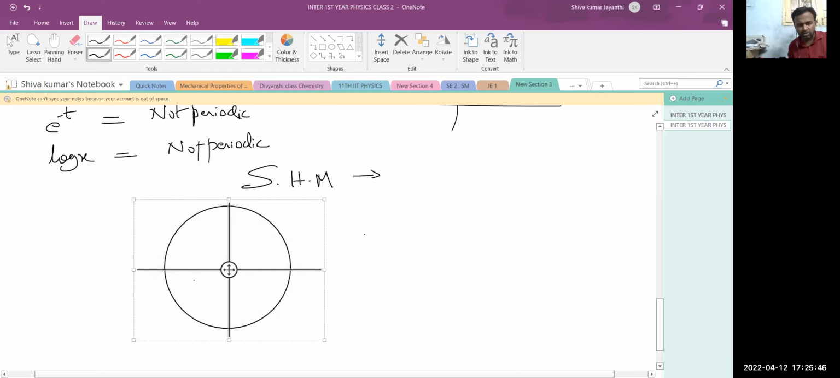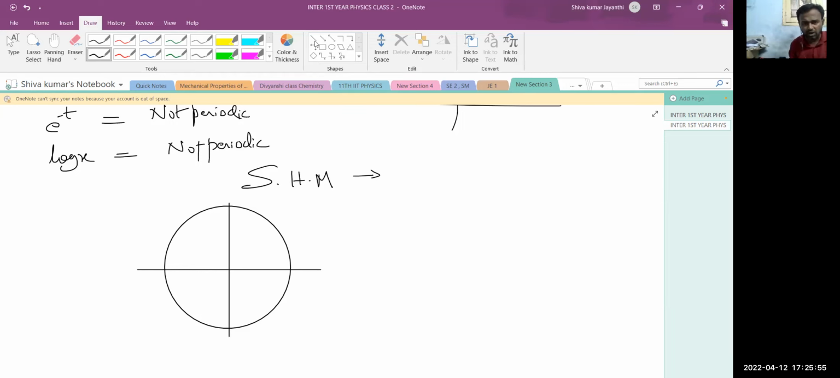Fine. So this is a circle. Okay, your clock. I'm talking about a normal wall clock. What does a wall clock have? It has a minutes hand, and of course an hours hand and a seconds hand also. We are talking about the minutes hand, or we can take any one of them.